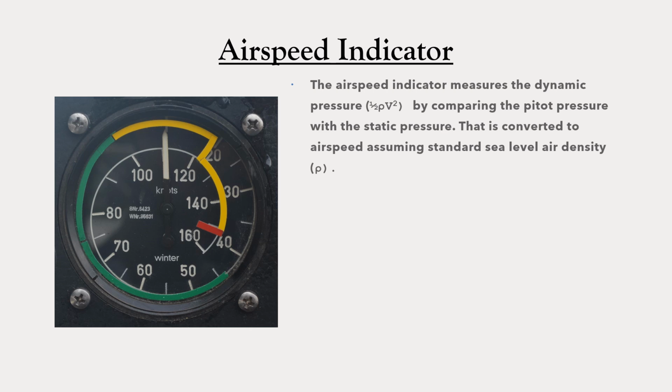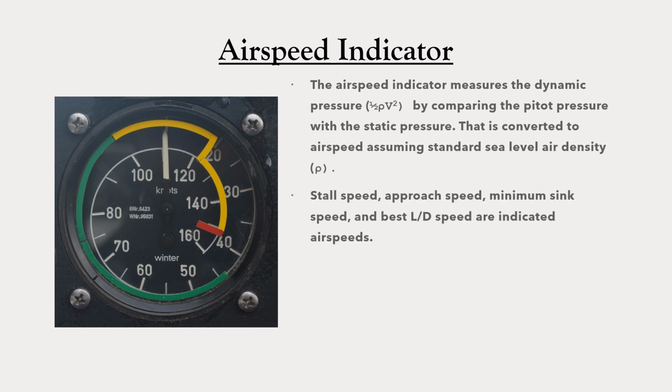The difference between the two is something called dynamic pressure. The formula for that is 1/2 times the density times the velocity squared. So what it's really directly sensing is this dynamic pressure, but it's converting that to units of airspeed by assuming a standard sea level air density.